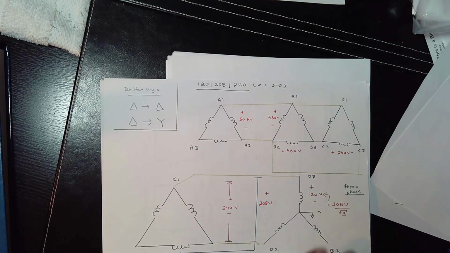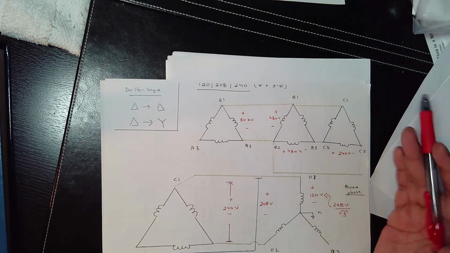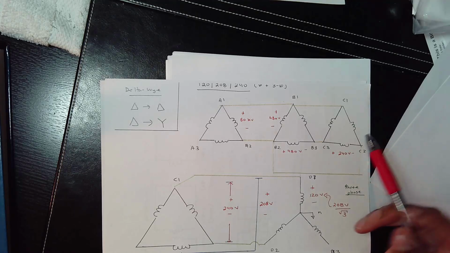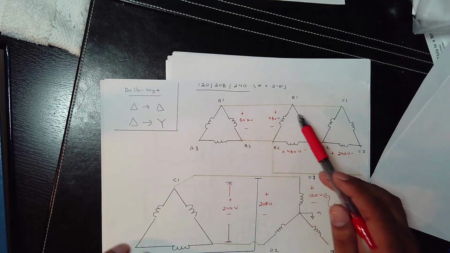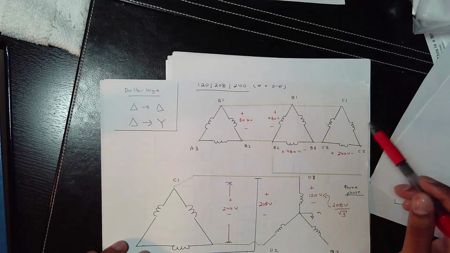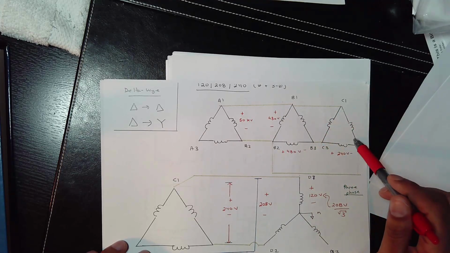So let's study the Delta-Wye for a second, and let's study a few aspects of the Delta-Wye. Okay, so our Delta-Wye starts at, let's say, 35 or 50 kV, right? It drops to 480 on the mutual inductance, and then it goes to 240. So all this is 240.